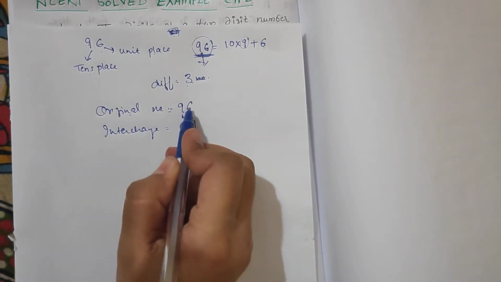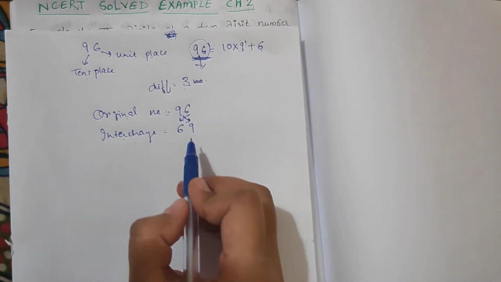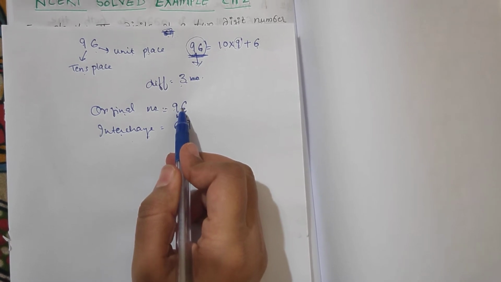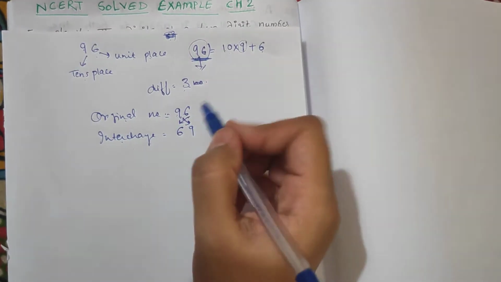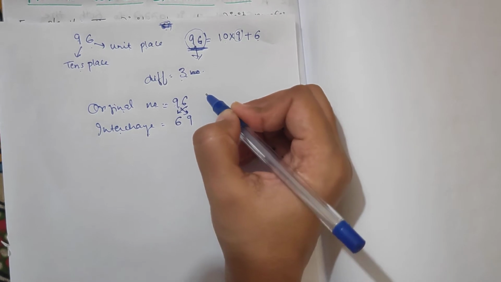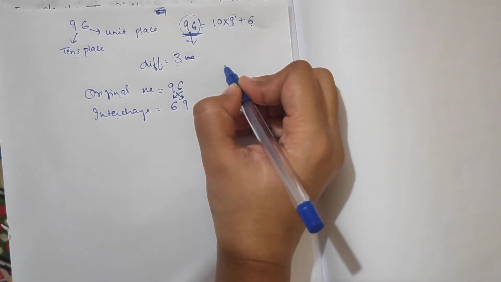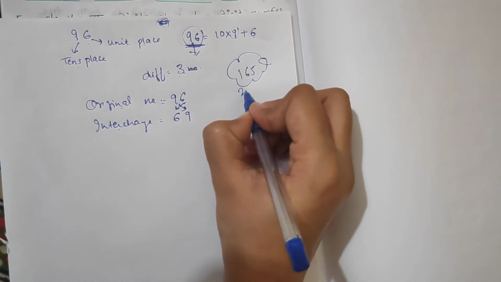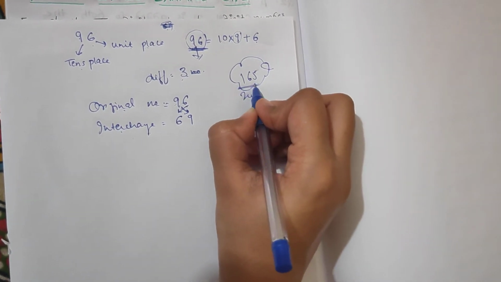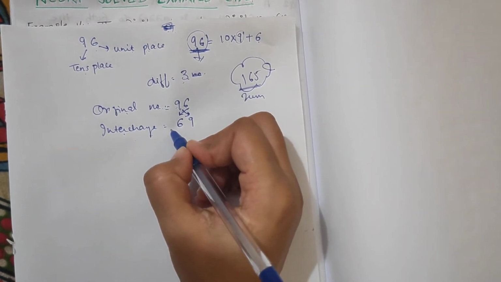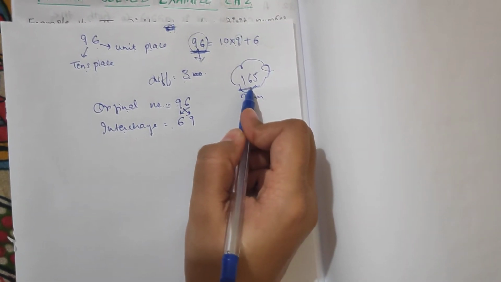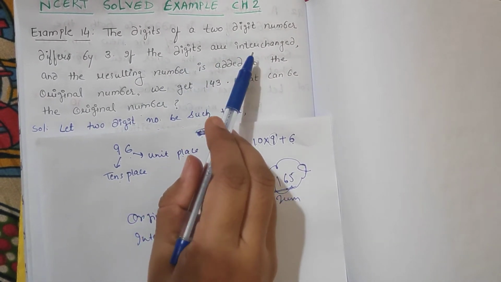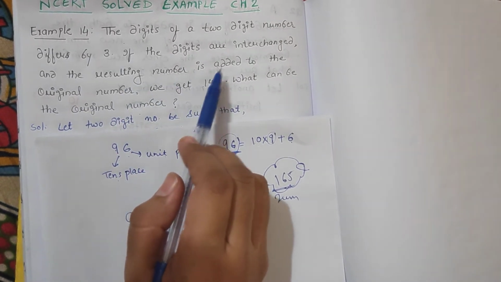So the original number was 96. After interchanging, we get the number 69. We have shifted their places. Now according to the question, let us consider that they have given that the original number plus the interchanged value, their sum, is 165. In this question they say the digits are interchanged and the resulting number is added to the original number.